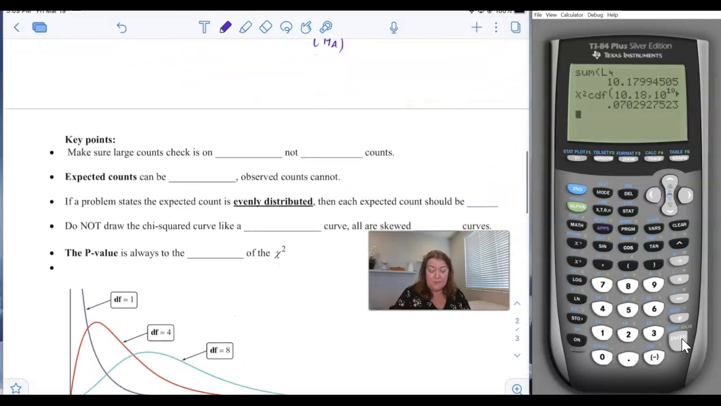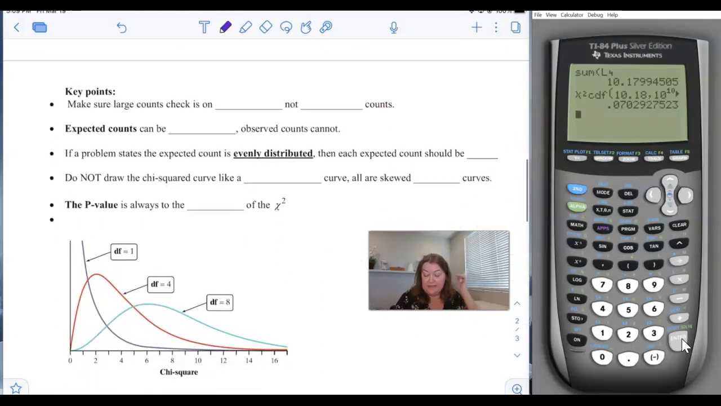Okay, so the last thing we want to do is just kind of talk about a couple key points. Make sure your large count check is on expected counts, not on observed counts. We don't care what we actually collected. We need to make sure, just like we did in proportions, that there's at least 5 in every group. So that's the expectation, that there's 5 in every group.